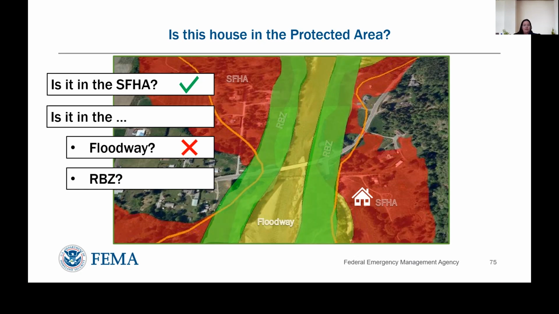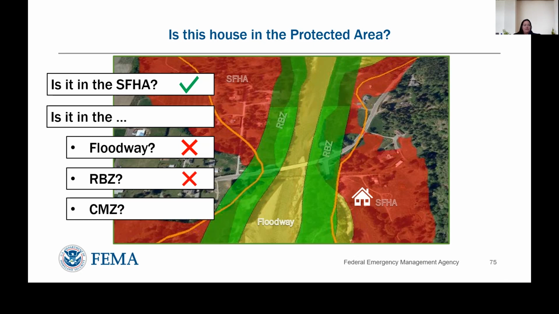Is it in the riparian buffer zone? It's outside the green area, it's not in the riparian buffer zone. And then the final question is, is it in the channel migration zone plus 50 feet? It is also outside of those. So we have a house that is not in the protected area. The important thing to remember right here is that that does not mean that there are not habitat impact analyses that are required for this project. There certainly still are. They're just not the strict avoid all adverse impacts that apply to the protected area.